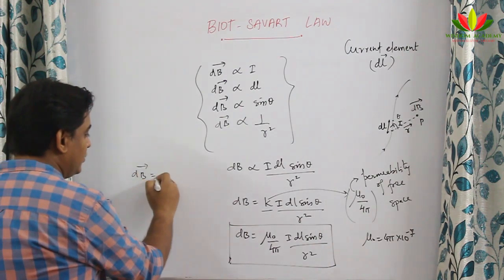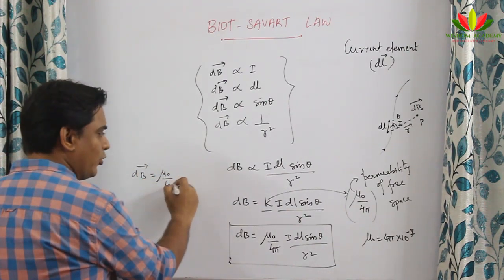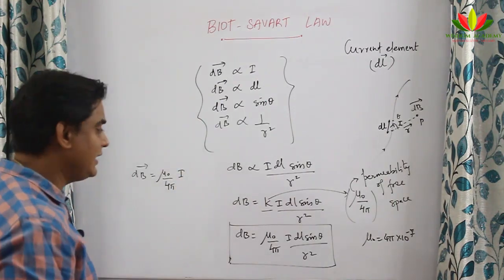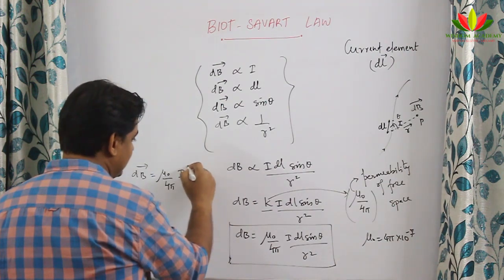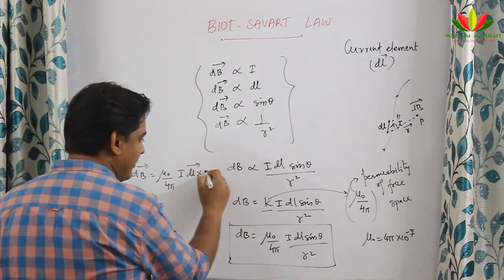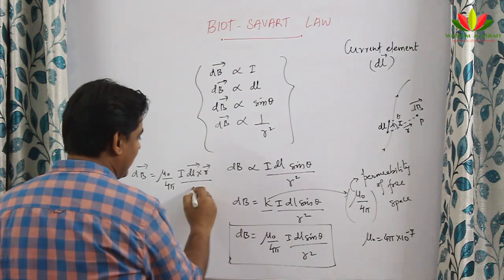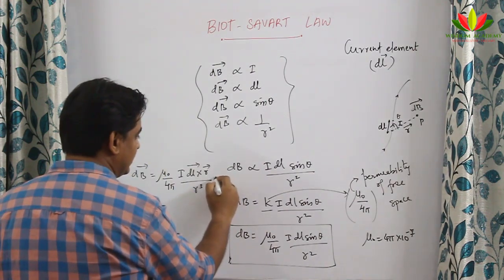dB is equal to mu naught by 4 pi. I know that I is a scalar quantity, current is a scalar quantity. I think you are clear on that from the last chapter. dl is a vector quantity obviously, and I can cross multiply by r, and additionally I will add one r down, r cube. So why am I doing this?